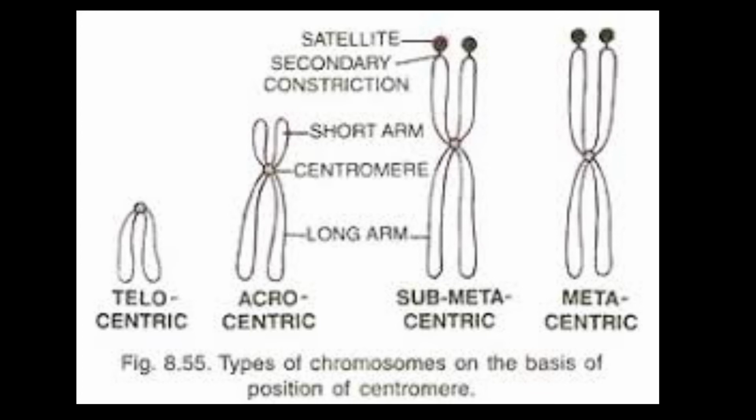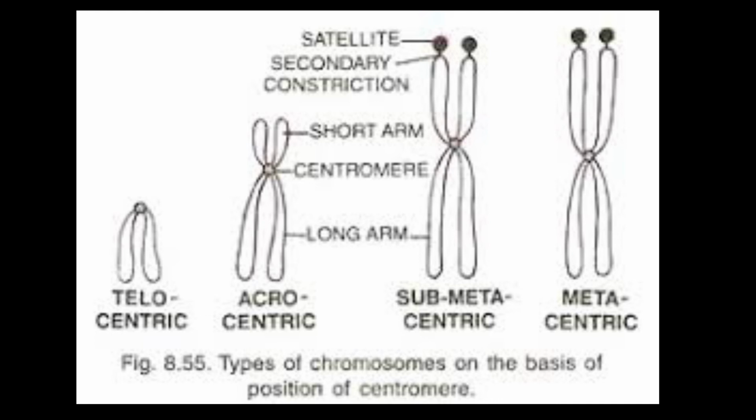First, we discuss what is telocentric. Telocentric is the chromosome in which the centromere is present at its proximal end. In such a condition, the chromosome is called a telocentric chromosome. Then the second type is acrocentric. In this case, the centromere is present towards or near one of the ends. Therefore, the chromosome is divided into one very short arm and another very long arm. It is also called J shape.